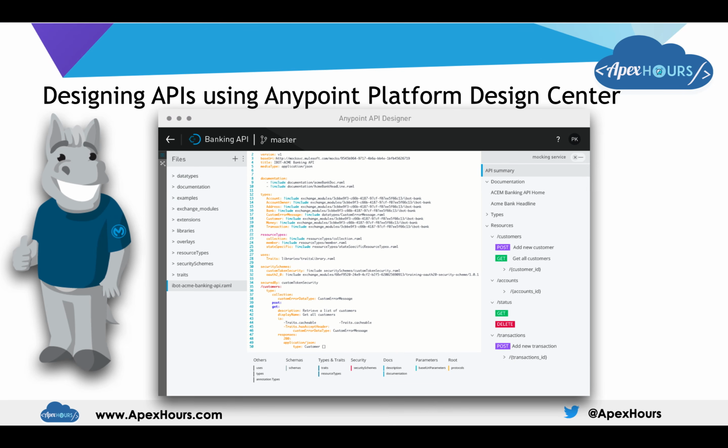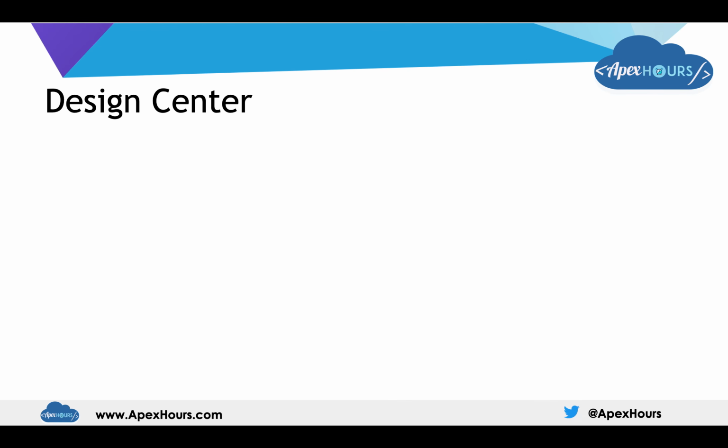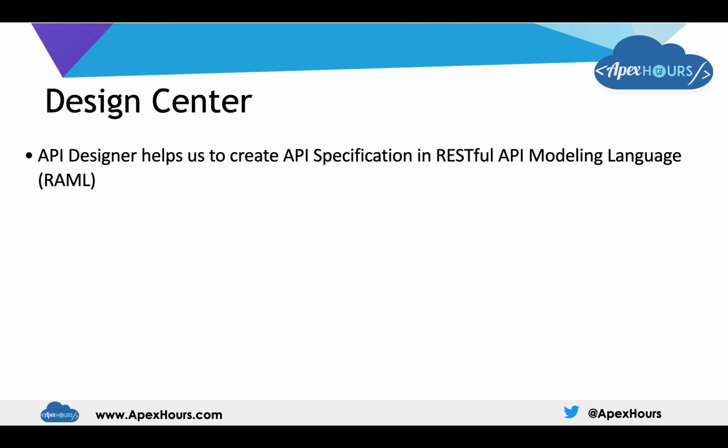As I said, MuleSoft is famous because it is a one-stop platform for the API management lifecycle, and that is why one of the features that we have in Anypoint Platform is designing APIs. So we will use this feature, Design Center in Anypoint Platform, to design your APIs. So what is Design Center again? It is like an API designer, which helps us create an API specification in RESTful API Modeling Language, which we call RAML in short. This is what RAML is.